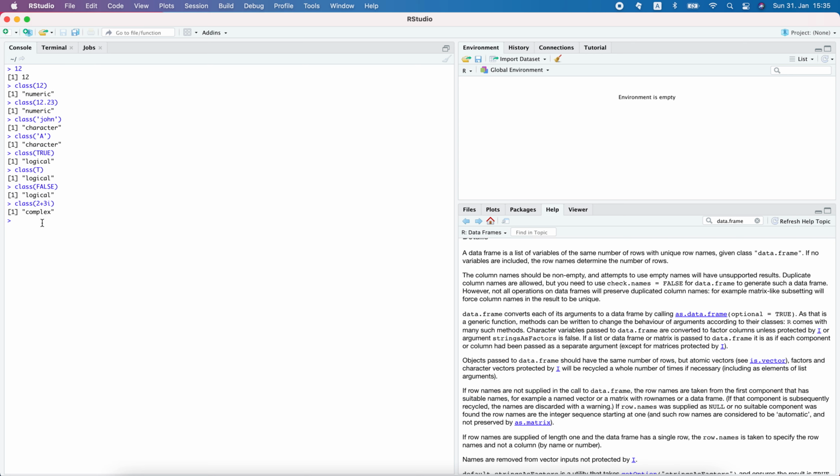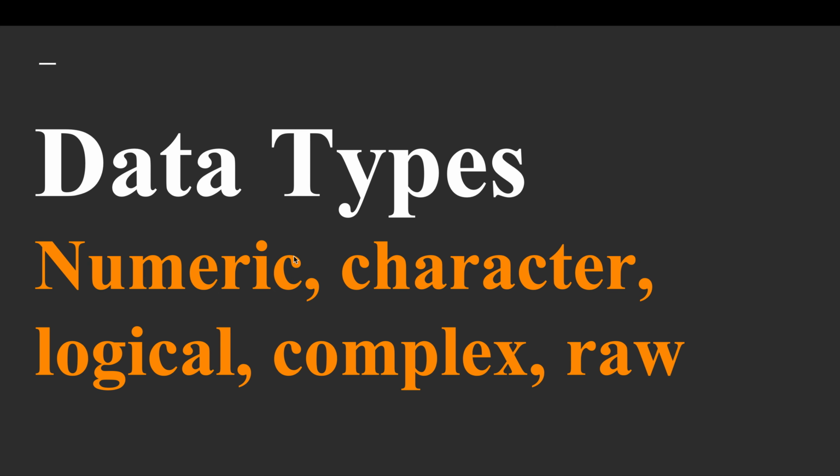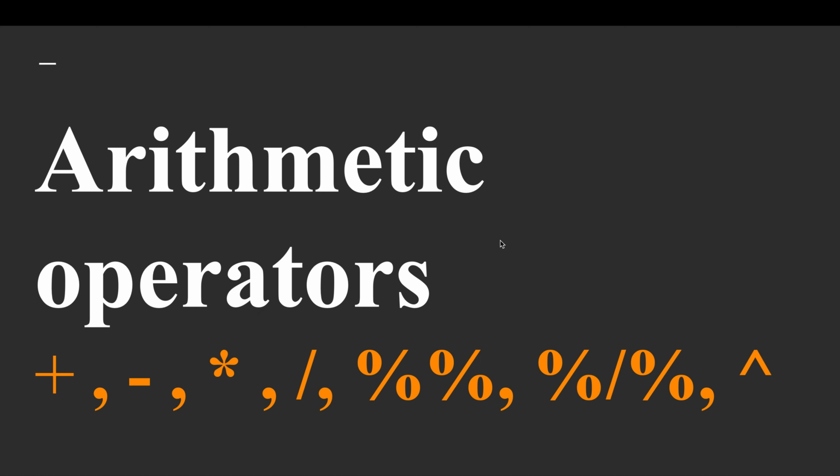Now coming to the raw data type. This is the data type which represents how the value is stored in the memory. We are not going to deal with that data type. We are going to mostly use numeric, character, or logical. So now as we are done with data types, numeric, character, logical, complex, and raw, we will move further. And now we will see arithmetic operators.